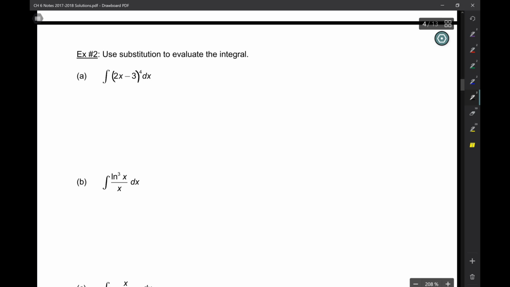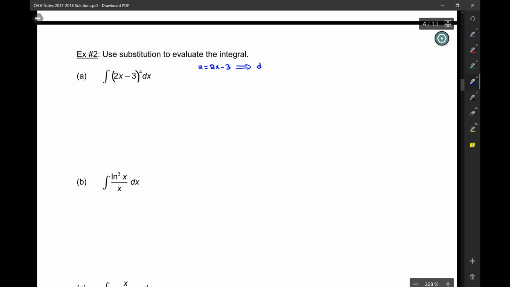Next, the integral of 2x minus 3 to the power of 4. Okay, so this has an exponent of 4, right? So what's going to be the u? You're not given u's, so you have to choose them yourself. What is the u here? 2x minus 3.